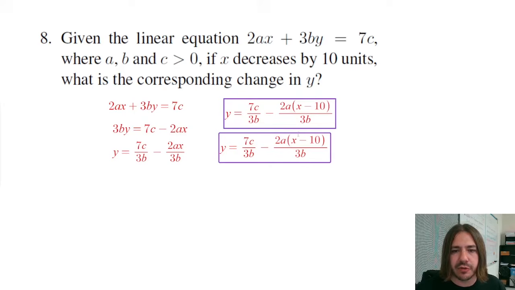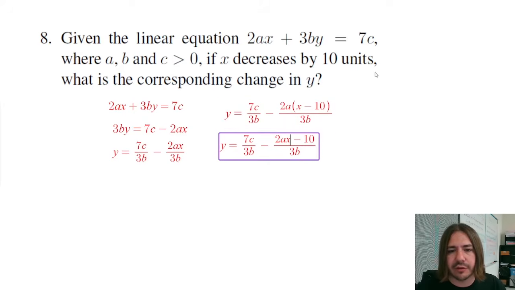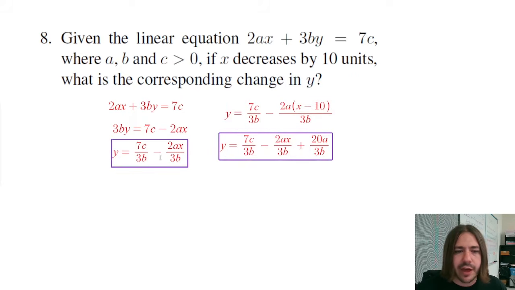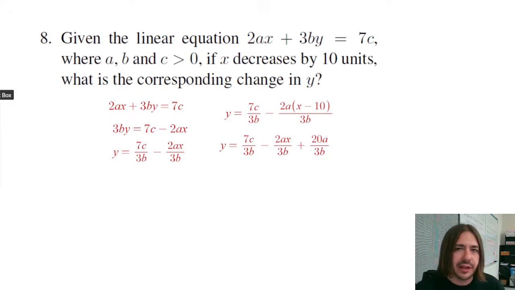Now I'm going to just rearrange this equation slightly. First, I'm going to distribute this 2a. So I get 2ax over 3b minus 10 times 2a over 3b. So that'd be 20a. We're distributing that negative 2a to both x and to negative 10. That's why this is plus. And so what we have here is the original expression, but plus 20a over 3b. So that's the amount that y will change by.